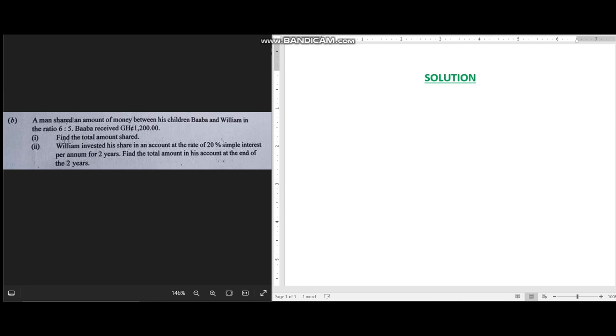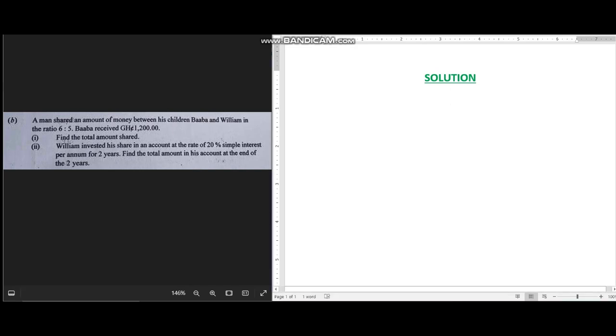In this tutorial, we'll be solving question 2b of the 2024 Mathematics BECE questions. The question says that a man shared an amount of money between his children, Baba and William, in the ratio 6:5. Baba received 1,200 Ghana cedis. Find the total amount shared. William invested his share in an account at a rate of 20% simple interest per annum for 2 years. Find the total amount in his account at the end of the 2 years.